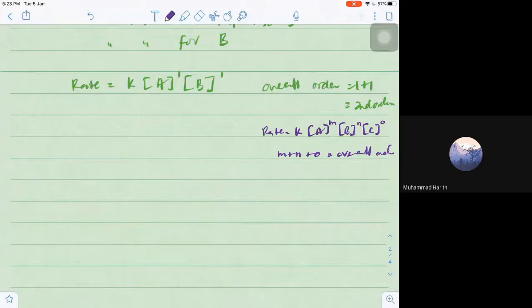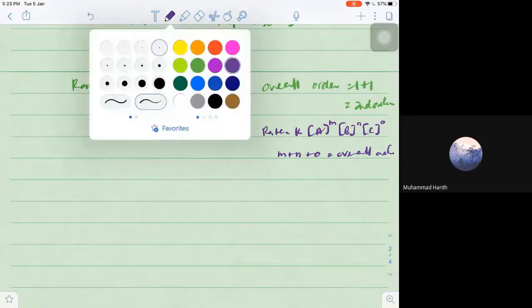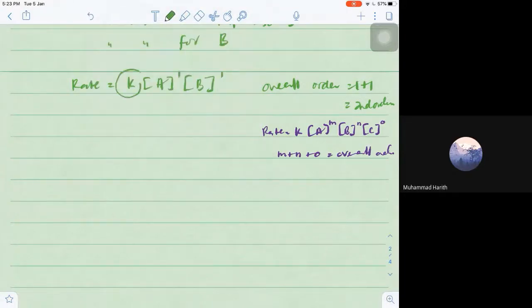Now, coming back to this reaction, we have the order, so we can calculate the rate constant, the K value. How to calculate the K value? Just choose any one experiment in the table, and make K the subject. K is equal to... we can choose any experiment we want. Since we haven't used experiment 4 yet, let's use the data from experiment 4. It should be the same.